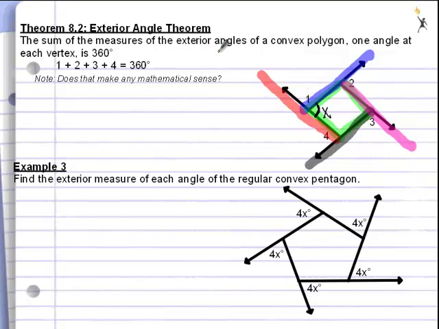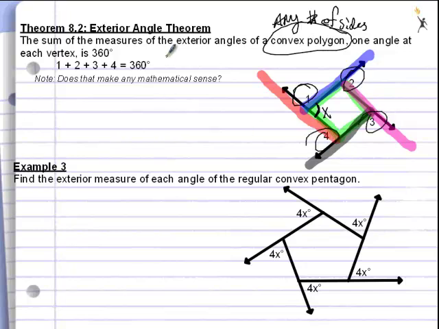What this tells you is the sum of the measures of the exterior angles of a convex polygon. Convex polygon meaning any number of sides. Something that has 10 sides or something that has 4 sides. All 4 of these exterior angles are going to add up and equal 360 degrees.